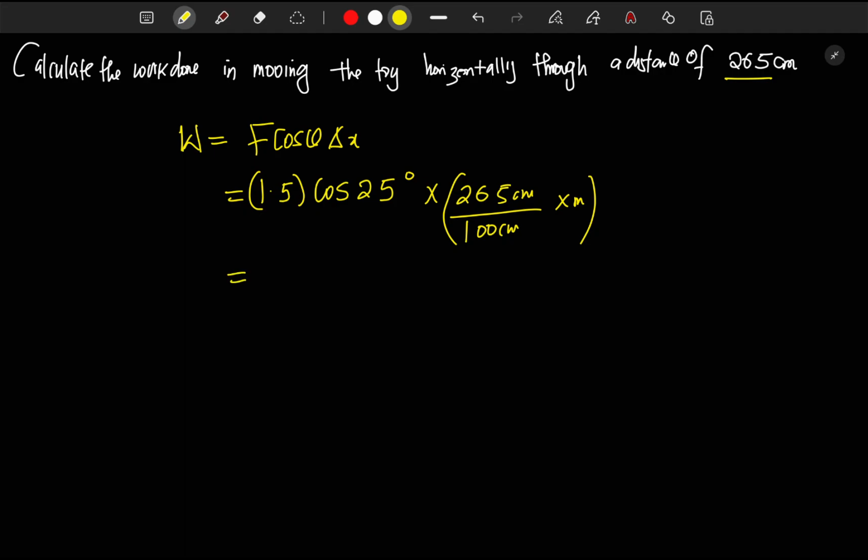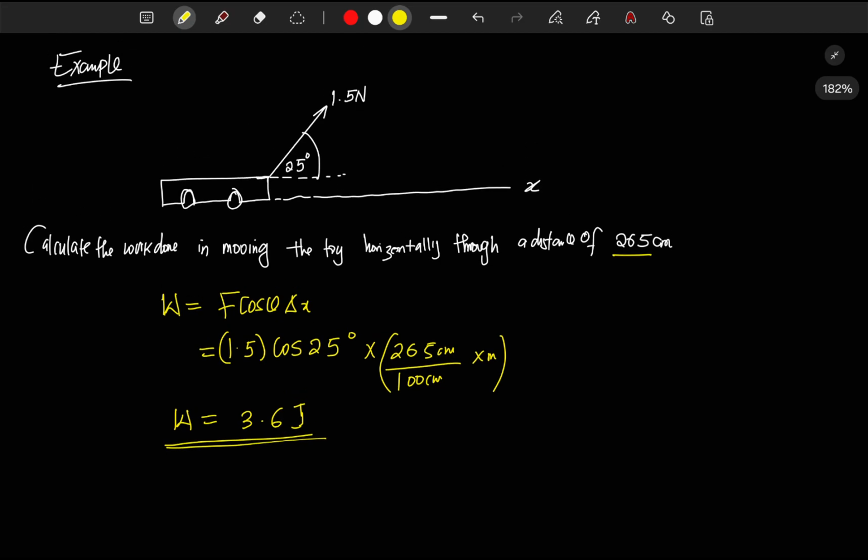By doing that, let me punch everything on the calculator. I end up with approximately 3.6 joules of work. This is the work being done in the x-axis. In the y-axis, sorry, there's no work. Work is only in the x-axis because this force and the distance are parallel. So we needed the force Fx, and Fx times x is what we've got in here. That's all.